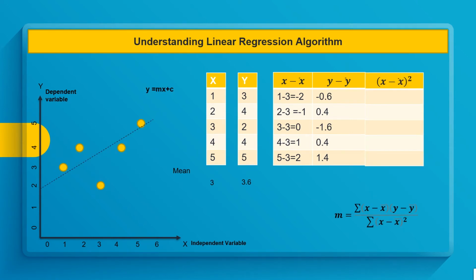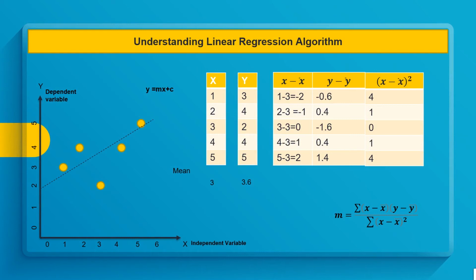Now next, we will calculate x minus x bar whole square. So let's calculate x minus x bar whole square. So it is minus 2 whole square, that is 4, minus 1 whole square, that is 1, 0 squared is 0, 1 square 1, 2 square 4.